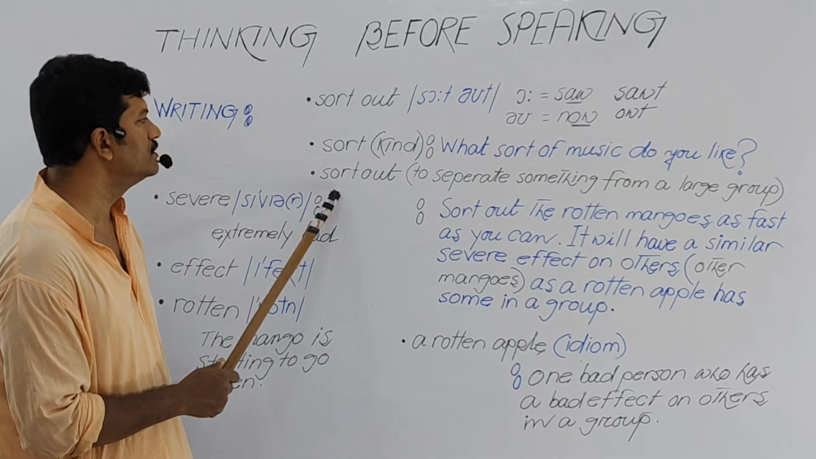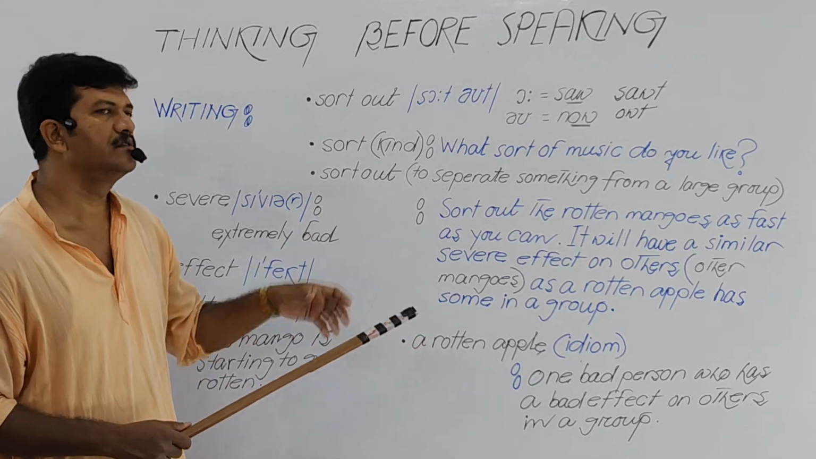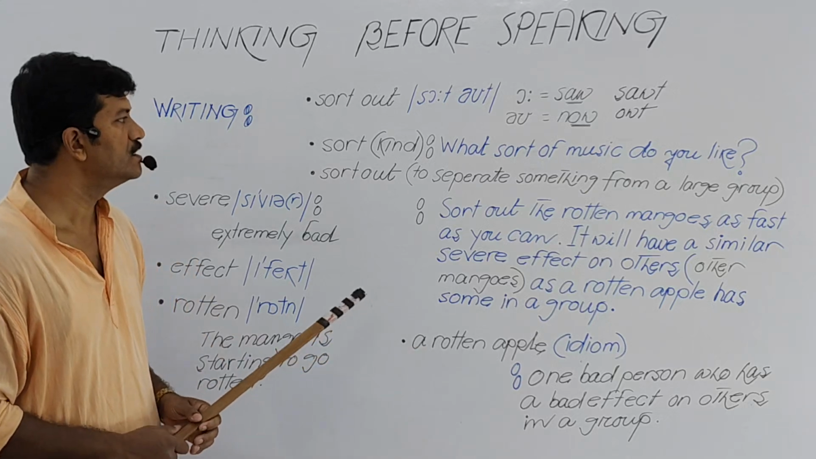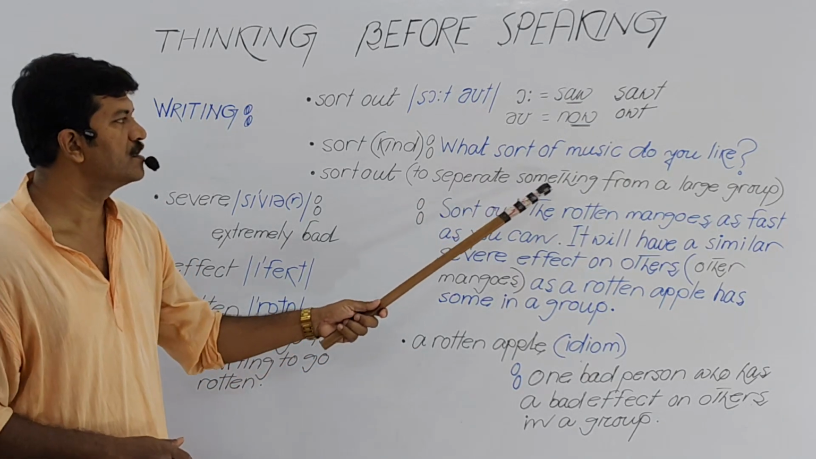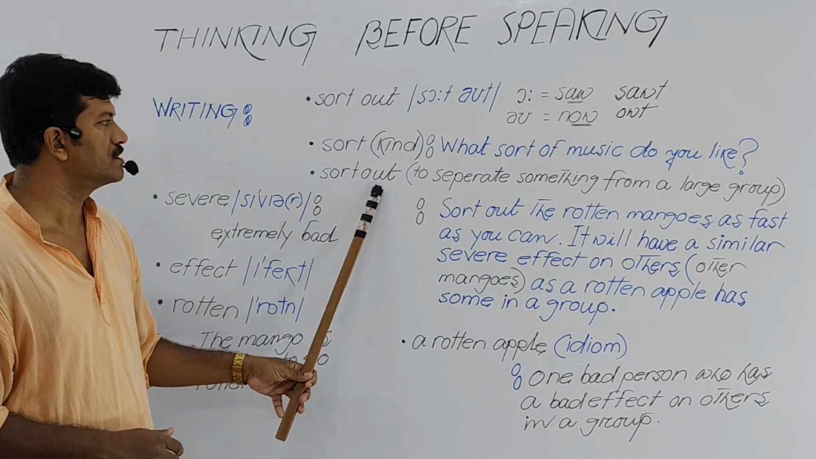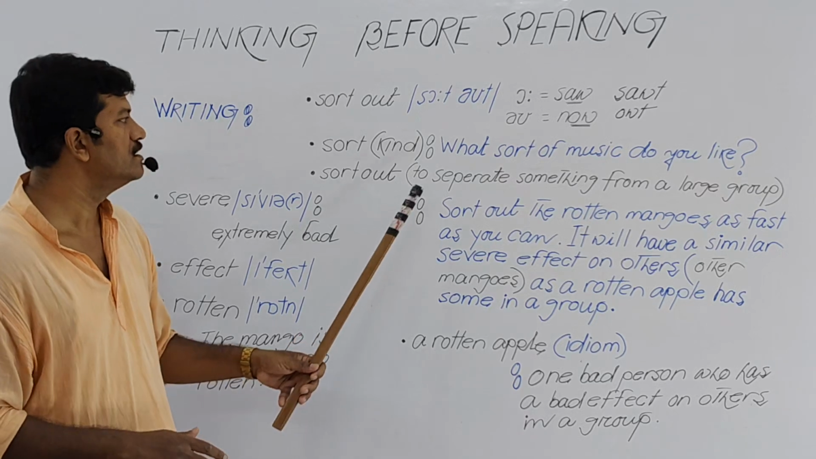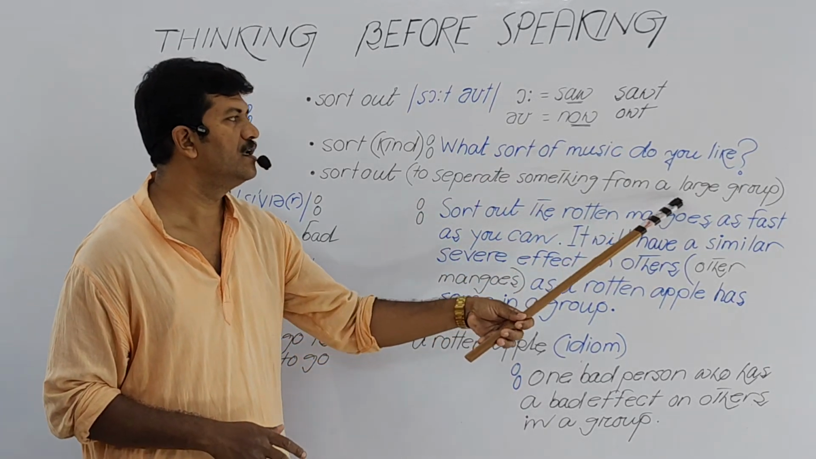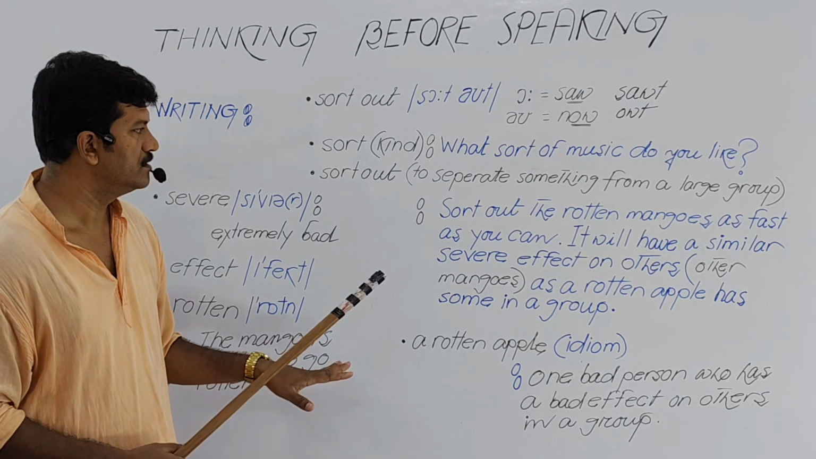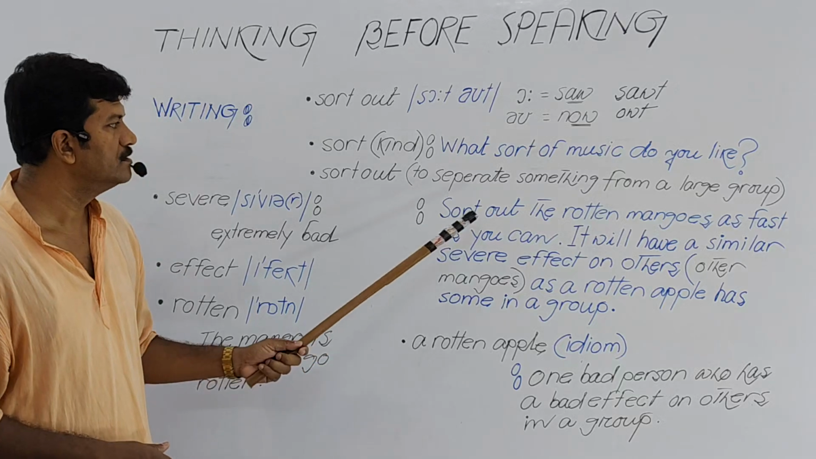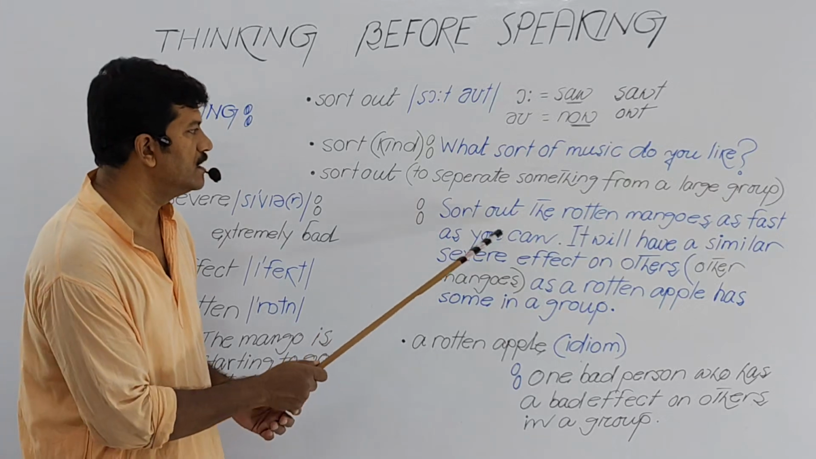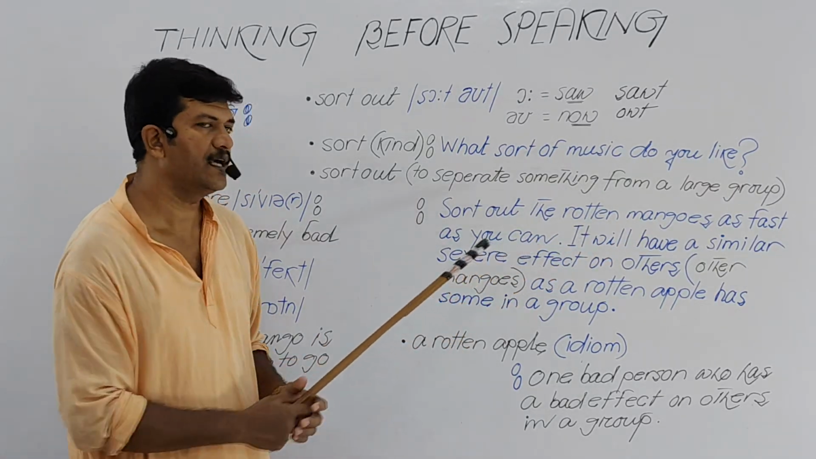Now, when short joins its hand with out as a phrasal verb, it means to separate something from a large group. Short out as a phrasal verb means to separate something from a large group. And if we like to set an example here, this could be like this: short out the rotten mangoes as fast as you can.